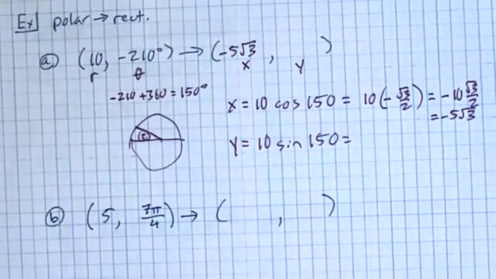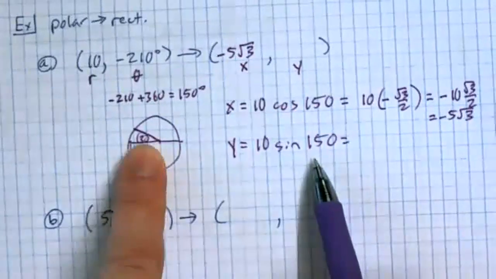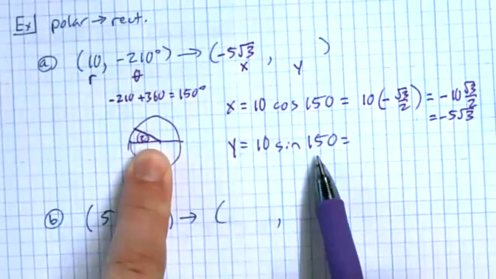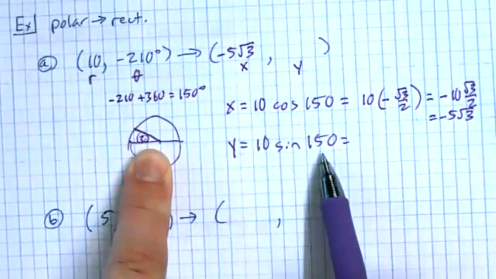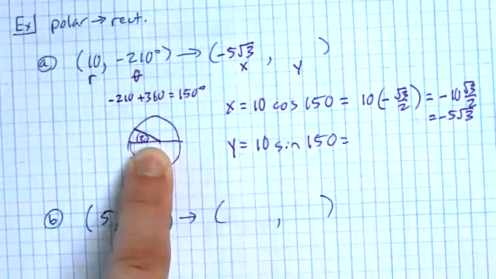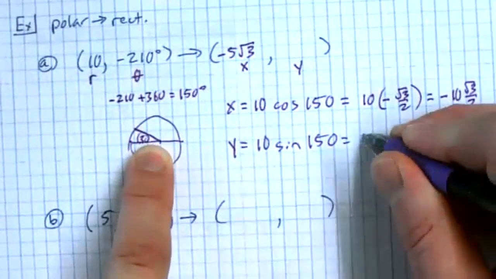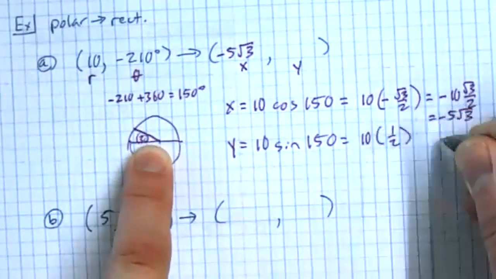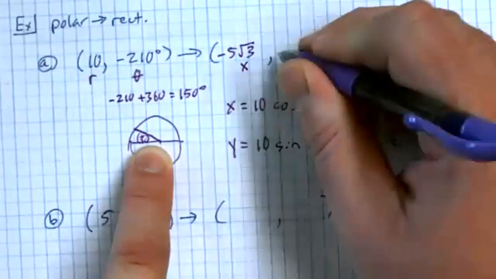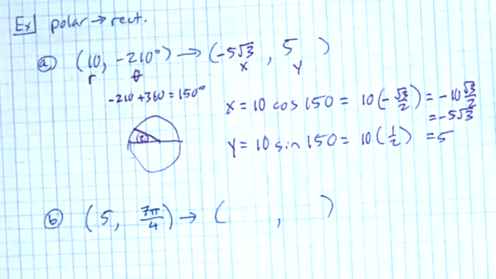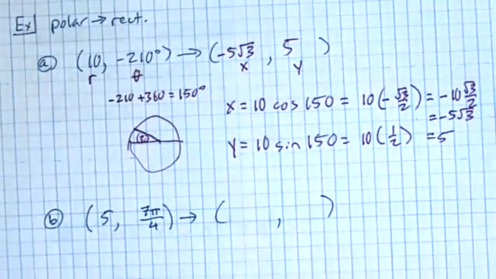How about sine of 150? Well, we already know our reference angle is 30. The sine of 30 is a half. Now, is sine positive or negative in that quadrant? It's positive. So 10 times positive a half, that's just 5. So negative 5 root 3 comma 5 would be our value. Cool.